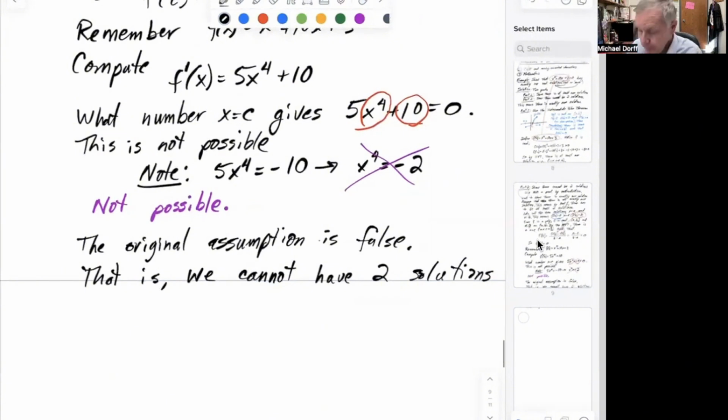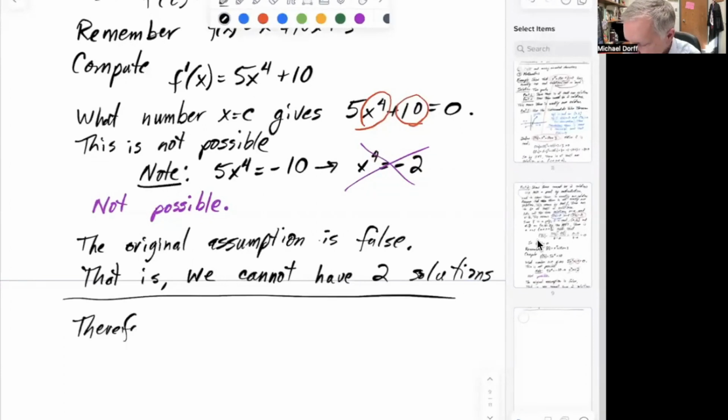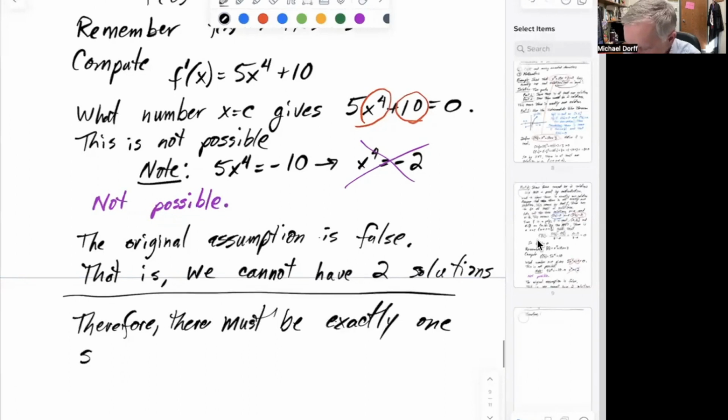All right, so there's our proof. We showed in part 1 that there has to be at least 1 solution. And in part 2, we showed that you can't have 2 solutions. Therefore, there must be exactly 1 solution. So here's an application of the mean value theorem.